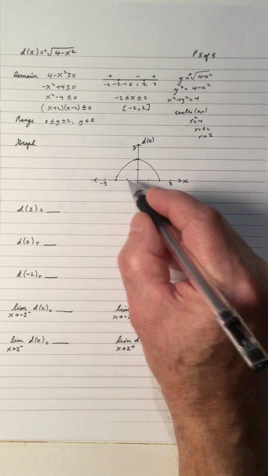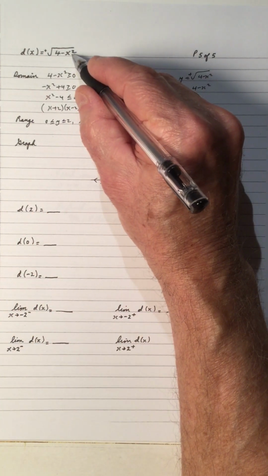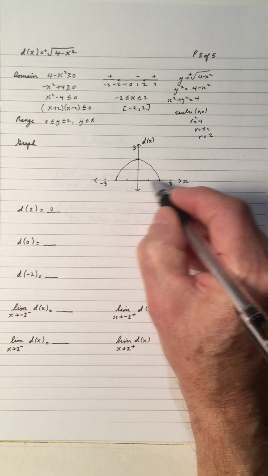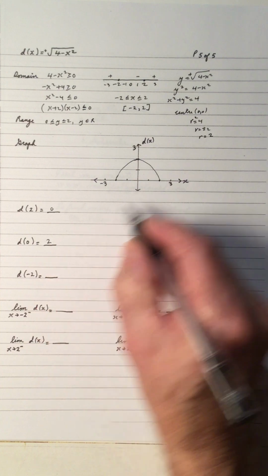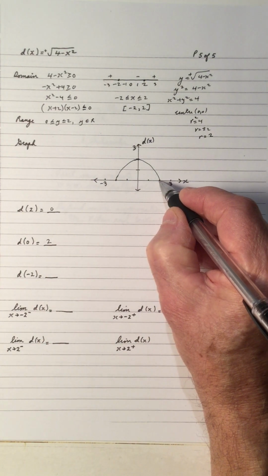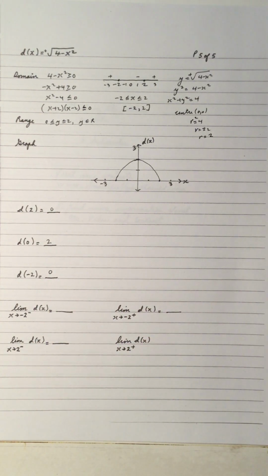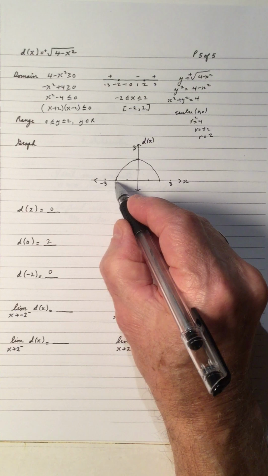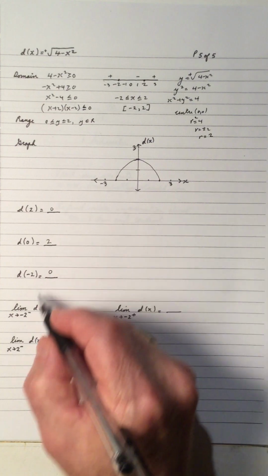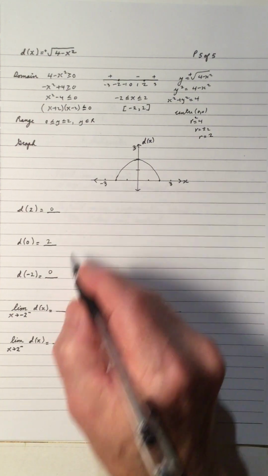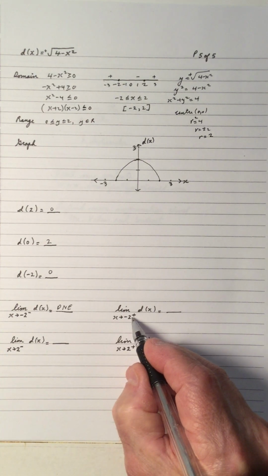So let's answer these questions. The d of 2. Put a 2 in, you get 4, we get a 0. The d of 2 is a 0. The d of 0, 0 is here, we get a 2. The d of negative 2, put a negative 2 in, we get a 0. Now let's look at the limits in relation to this function. Negative 2 is here. So we're going to negative 2 on the left side. Negative 2 on the left side does not exist.